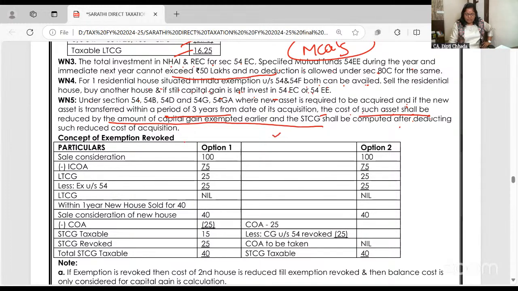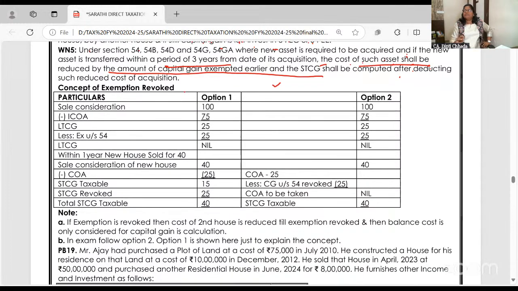And then you will get short term. Ma'am, how? I didn't understand anything. Look, the concept of exemption revoked. This is my branding, my copyright. I have made many such examples. You remember business head, we have solved a very small example to clear the concept of depreciation, like that here.